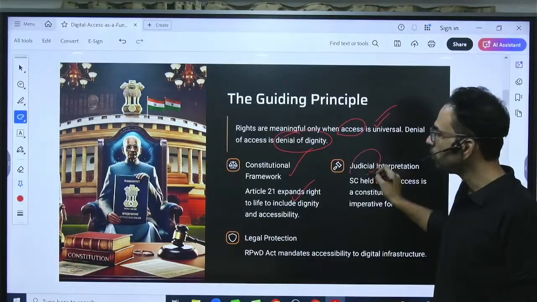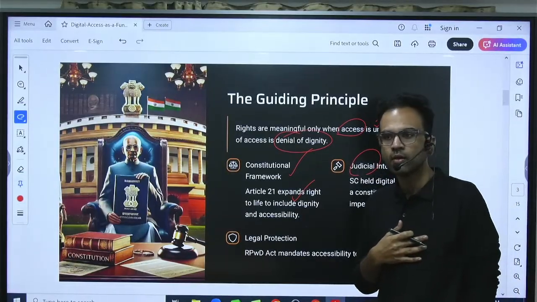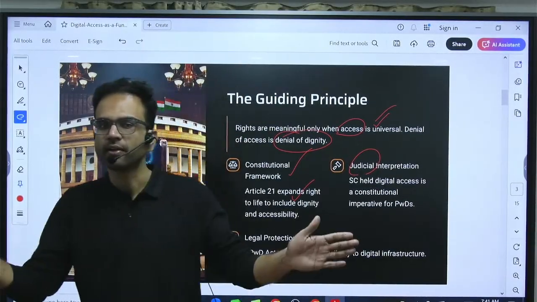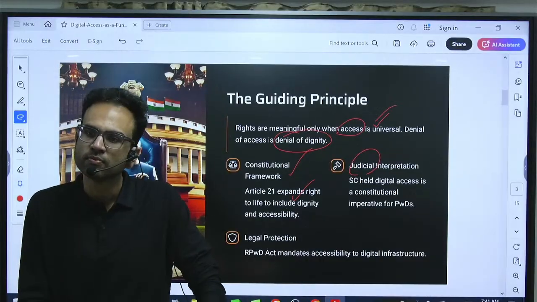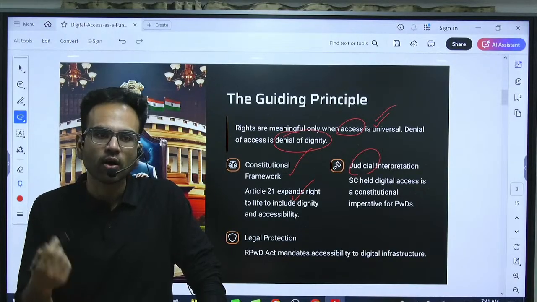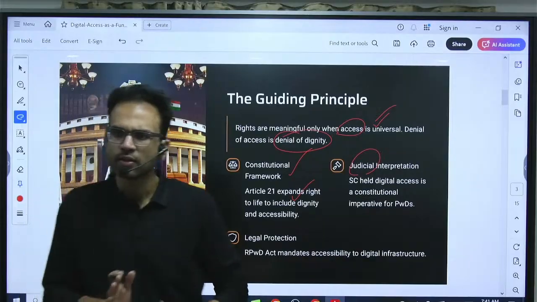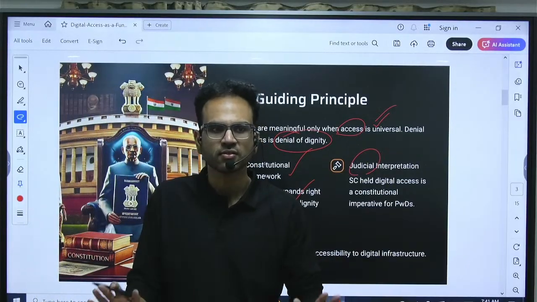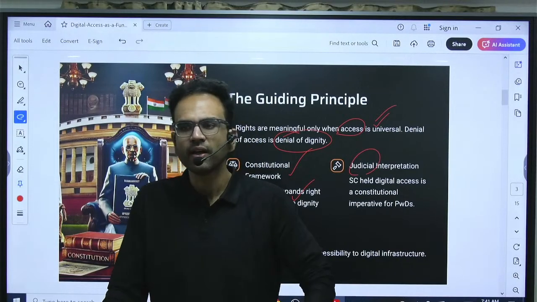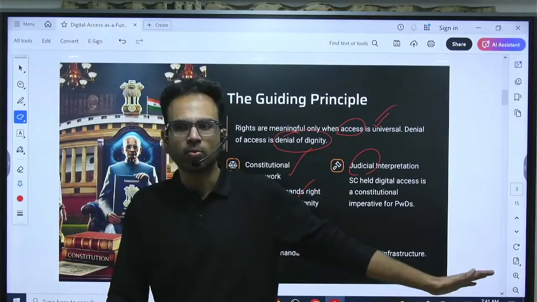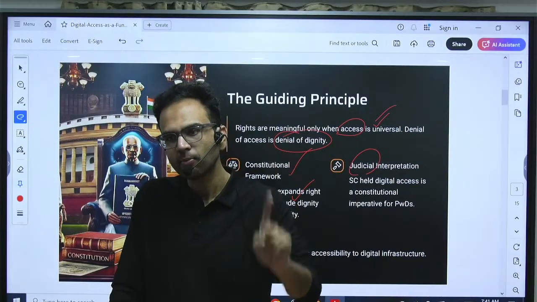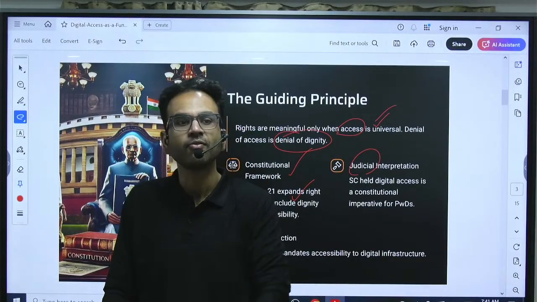Then we are talking about judicial interpretations. You will notice that Article 21 keeps on expanding continuously, because the idea of liberty is an evolving concept. See, the purpose is always clear. Nobody should be left out. Let's say tomorrow in a world where everybody has access to robots, on that day, having a robot to help you out will become a fundamental right.